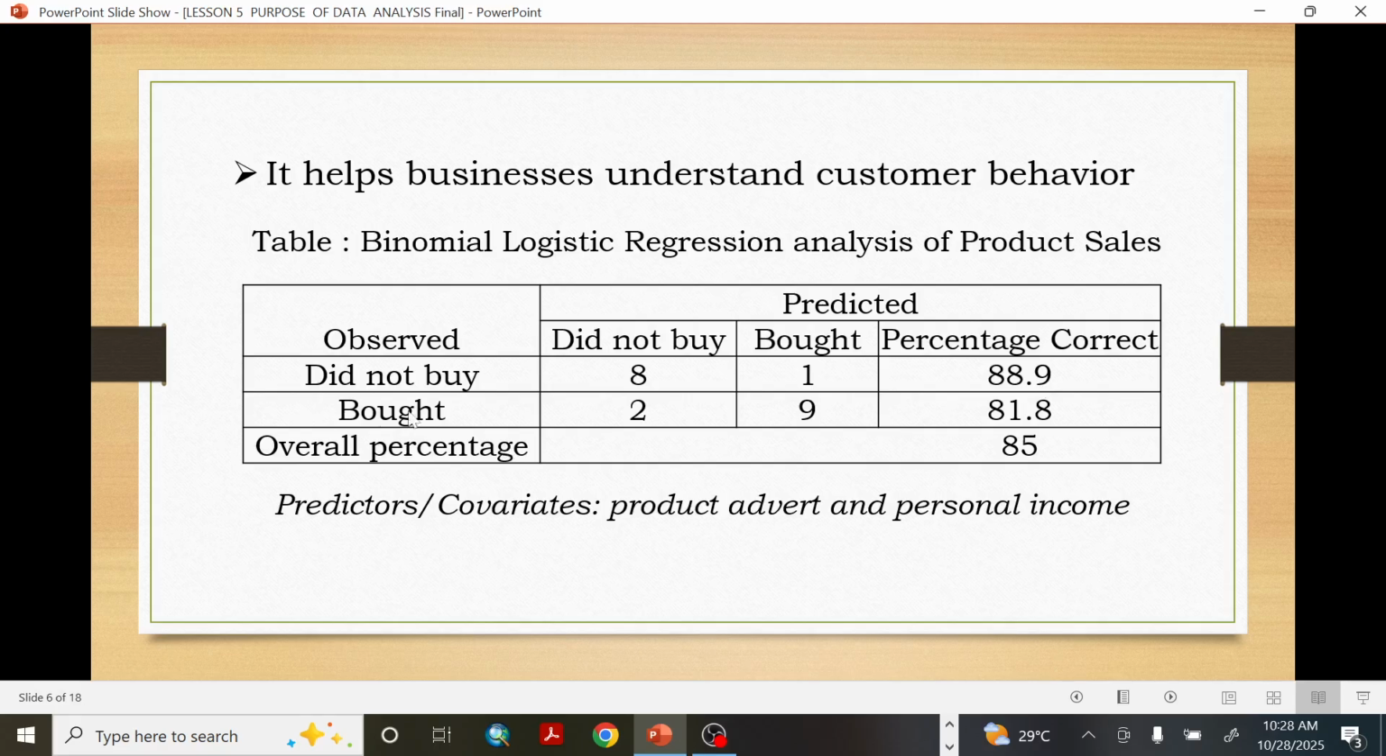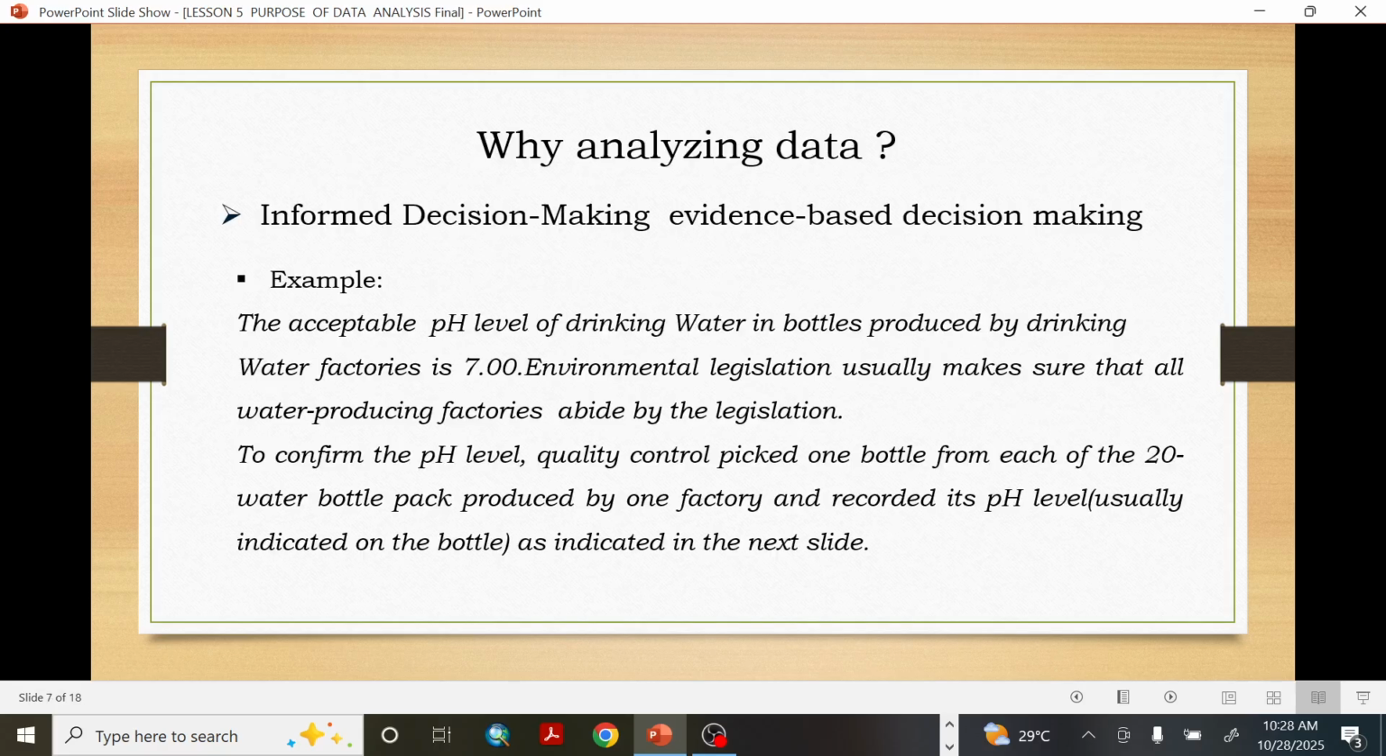And the second row is about those who really did buy the product. There were 11. Out of these 11, 9 did buy the product and 2 did not really buy it. So you have 9 divided by 11, you'll get 81.8, which is called the sensitivity in this case. So this result is really very important. It will help in understanding the behavior of the customer by predicting the outcome.